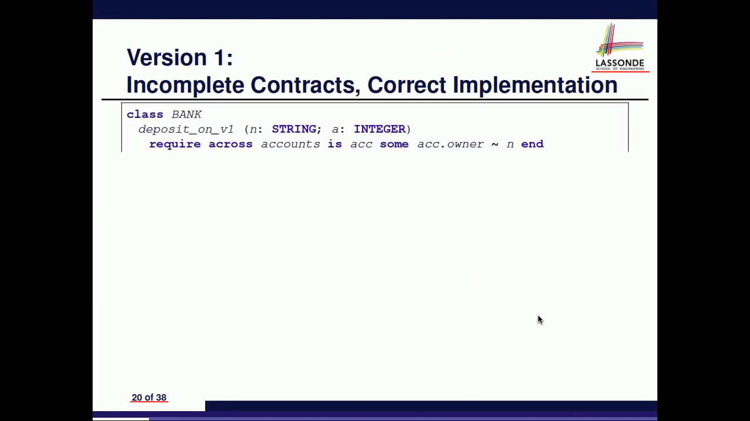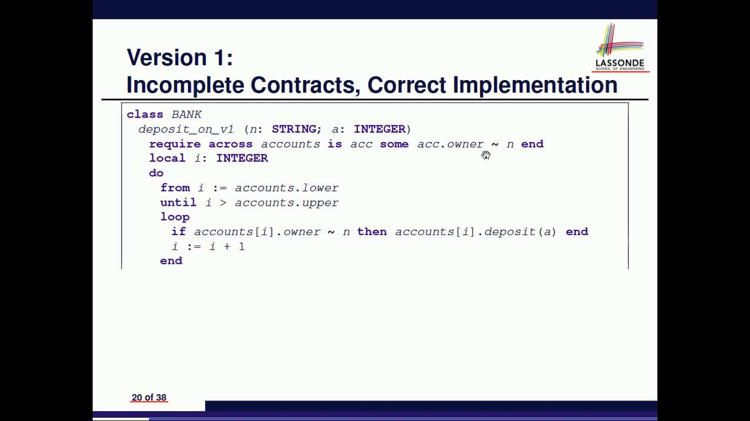Version number 1. We're going to consider deposit on version 1. Let's say we simply want to deposit into this particular owner with this amount. First of all, we just make sure the owner is there, right? That one's easy to write. And now this is simply just a loop. A from until loop, we simply go from the lower bound until the upper bound of the array. And then make sure if the current account we are looking at has the owner the same as the one we are looking for, right? In that case, we simply say accounts at position I, targeting that account object, and call deposit at the account level, right? And make sure to increment the loop count I.